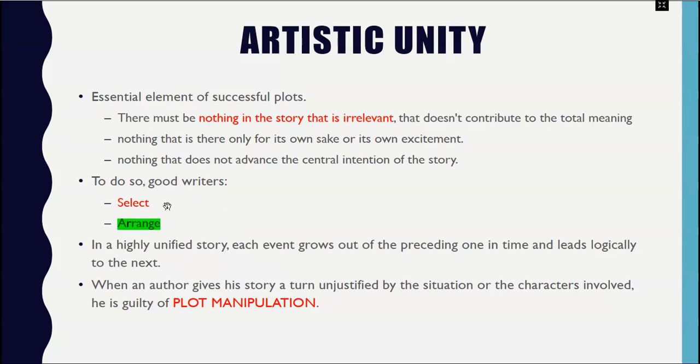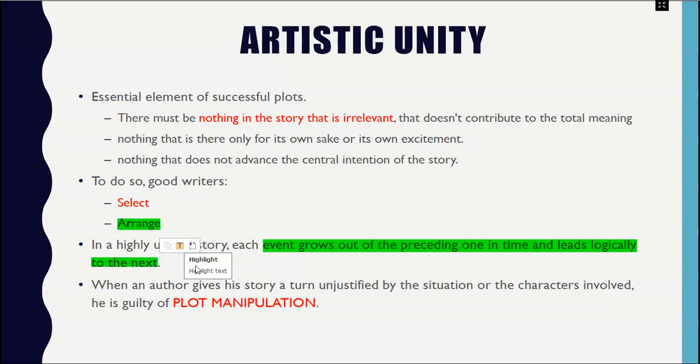So a good writer uses his abilities to select important events and arrange them in a way for maximum effect. If we have a story which is highly unified, each event grows out of the preceding one in time and leads logically to the next event. In other words, we have causality, cause and effect relationships. So the idea of causality is very, very important for a successful piece of story. Each event should logically stem from the previous event and should logically result in the coming event.